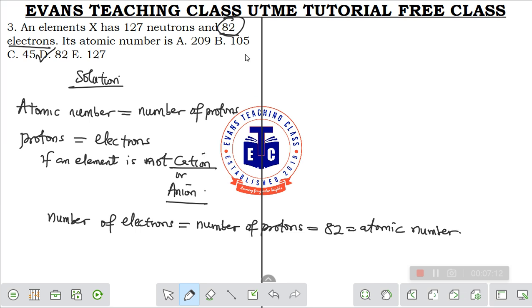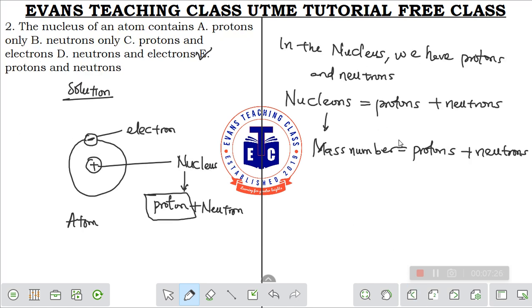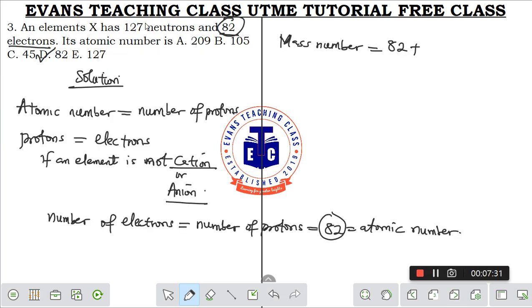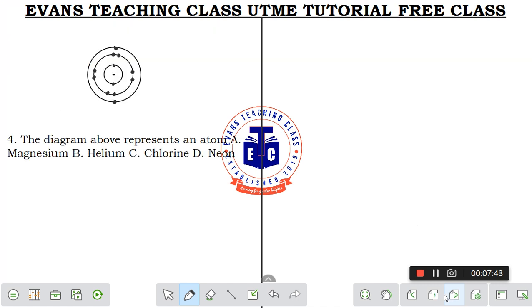For some questions, they may just ask you to find the mass number. I think you should not find that difficult. You already know your number of protons to be 82, right? And you know your number of neutrons. I told you mass number is equal to the number of protons plus neutrons. You just add your neutrons to the number of protons. So what do we have? We have 209. So that would be your mass number. So all these things are not hard. Very simple.